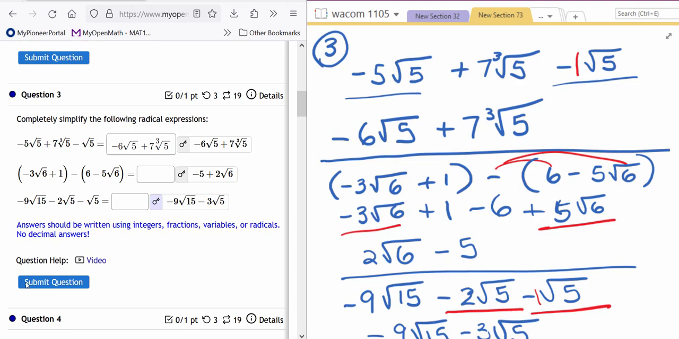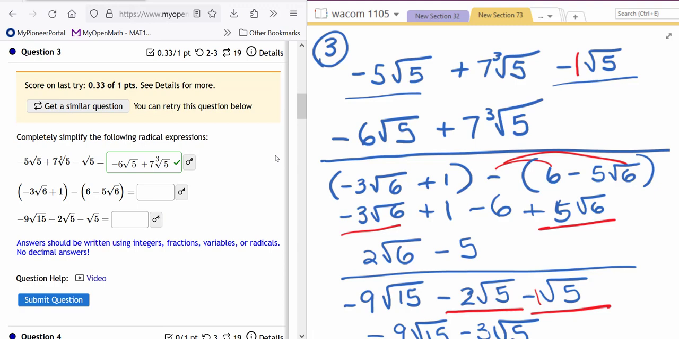All right, I'm going to check this to make sure I entered the correct first one right. It will mark me wrong for those other two. Good.